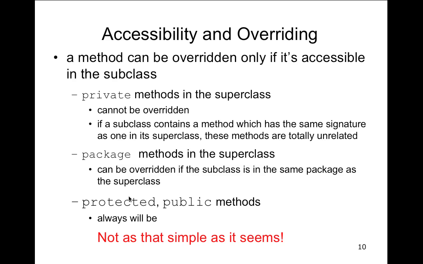If the subclass contains a method with the same signature, the same kind of format as one of the superclass's, these methods are totally unrelated. Which means, here's the next problem that students run into. Not only can I take an override, make everything public in the base class, and override the class completely in the derived class, to the point where you can take out extends, whatever, and you use the same functionality.